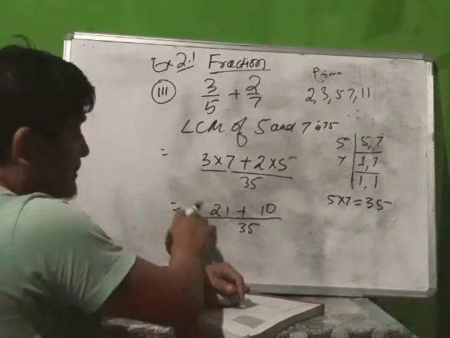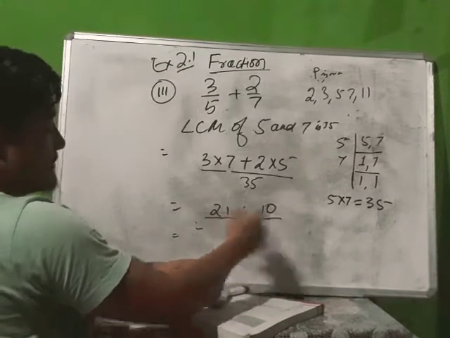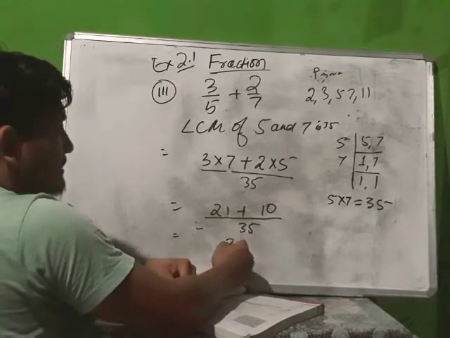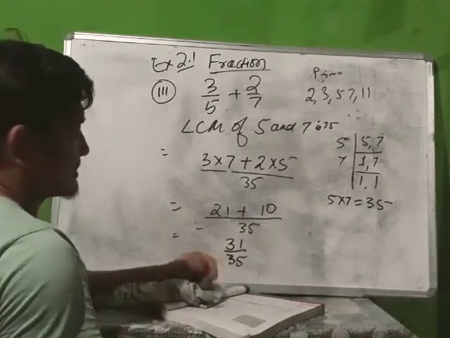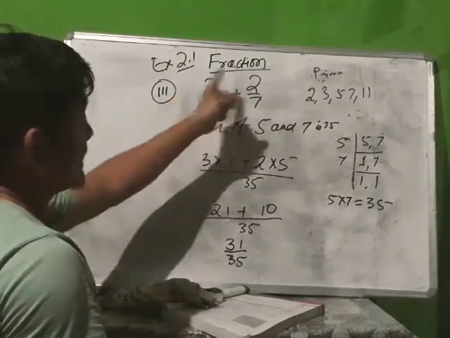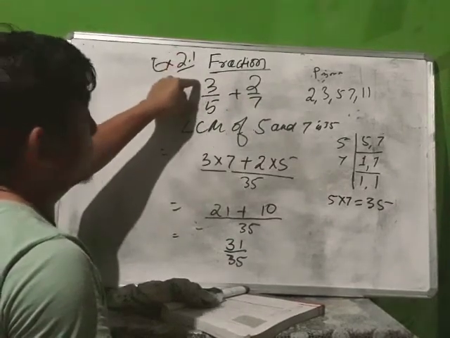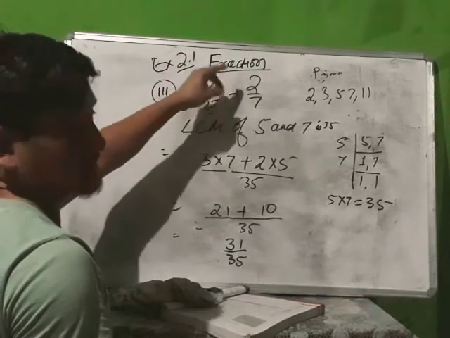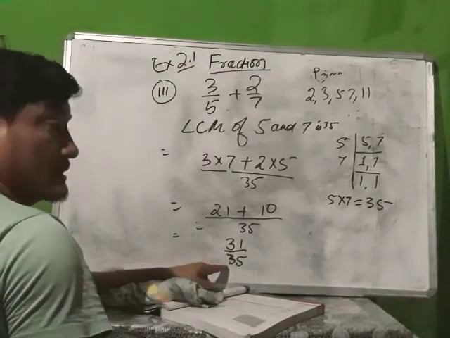Okay, so you have 21 plus 10 over 35. After adding these two, you will get 31 divided by 35. This is the solution of the sum that you are trying to find. So this is the sum of 3 by 5 and 2 by 7. When you add these two fractions, you will get 31 by 35.